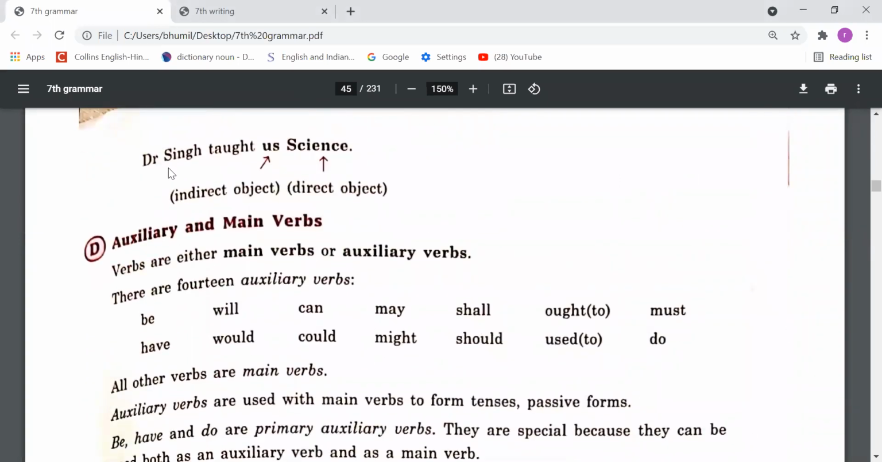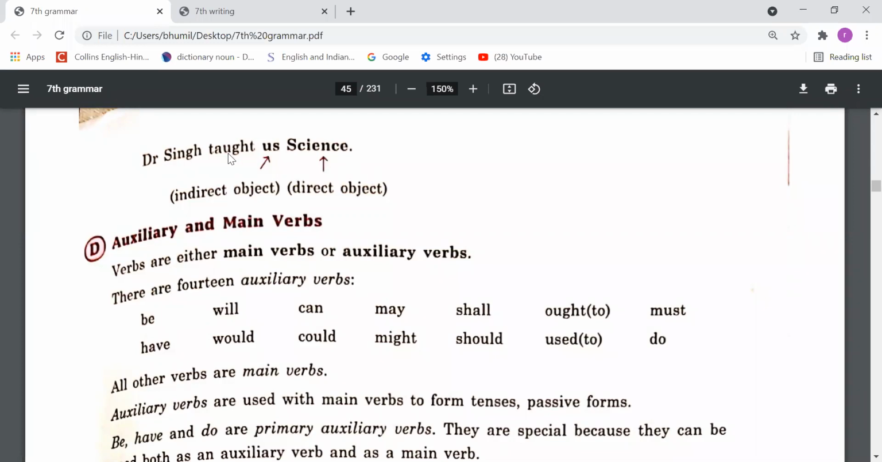You can read this example also. Dr. Singh taught us science. Us and science, these are objects. Us, that is the indirect object. Why? Because that is a living being, like human beings we are talking about, and science is the direct object because that is not a human being.